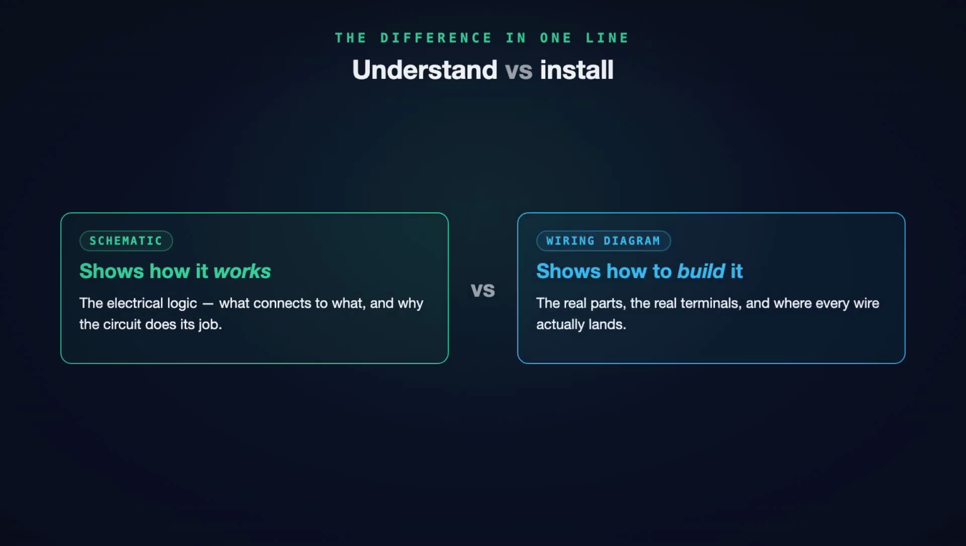So let us not bury the answer. Here it is in one line. A schematic shows how a circuit works. A wiring diagram shows how to physically connect it. That is the whole difference in a sentence.